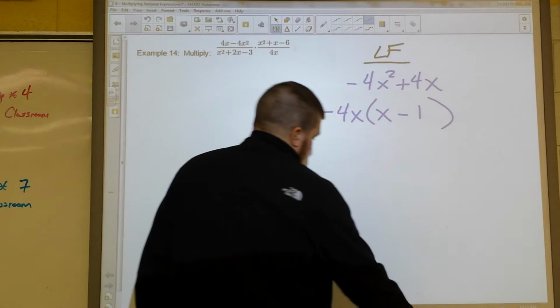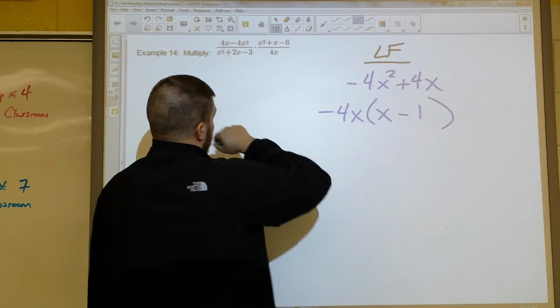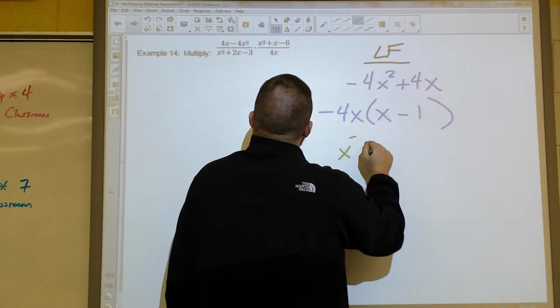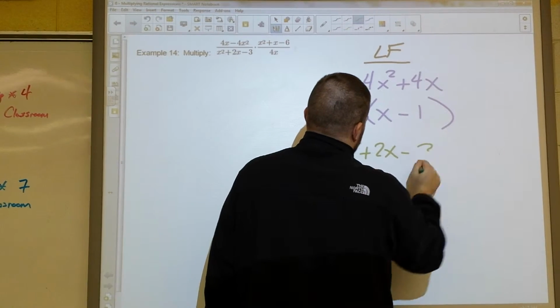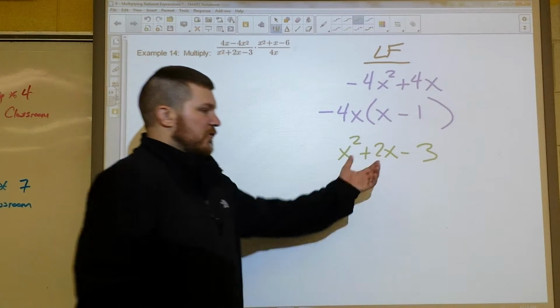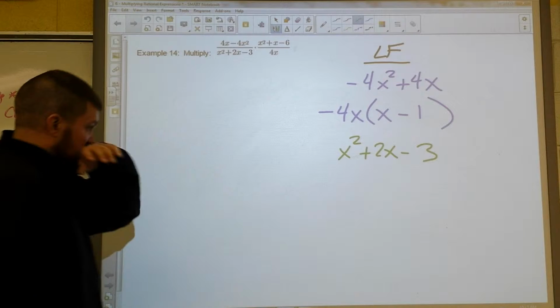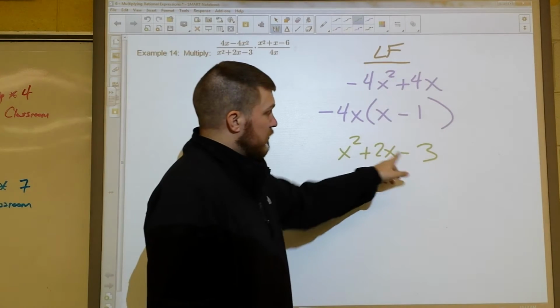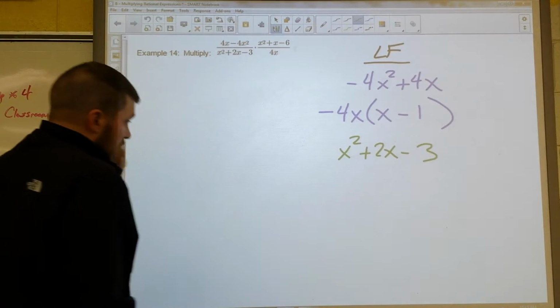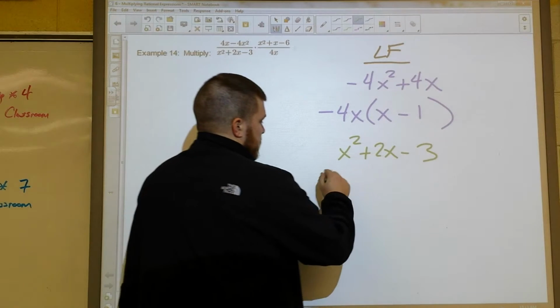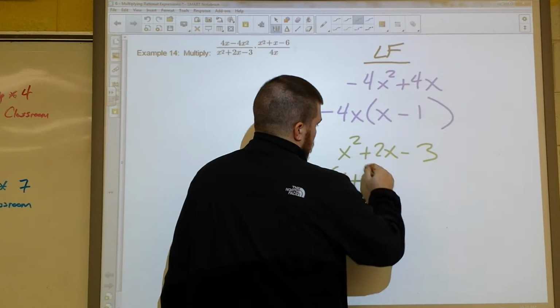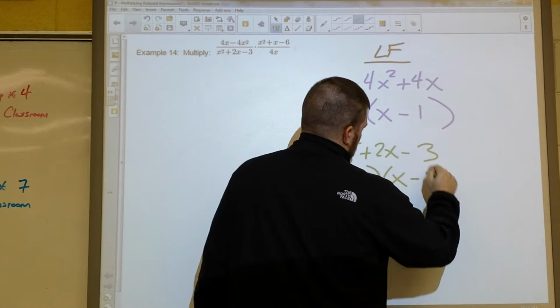Now let's look at the bottom. Again, I'm going to do bottom in green. I have x squared plus 2x minus 3. I want to factor this. I have 3 pieces, so I'm going to try bottoms up. I'm looking for factors of negative 3 to add up to positive 2. So let's see. I'm going to try x plus 3 and x minus 1.